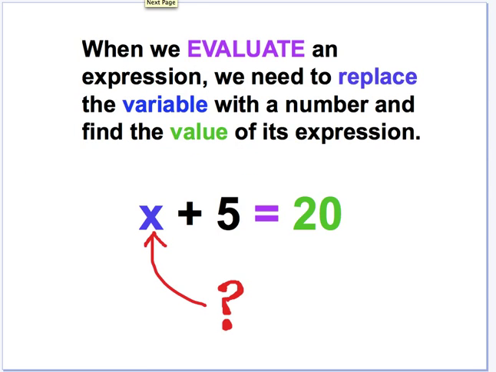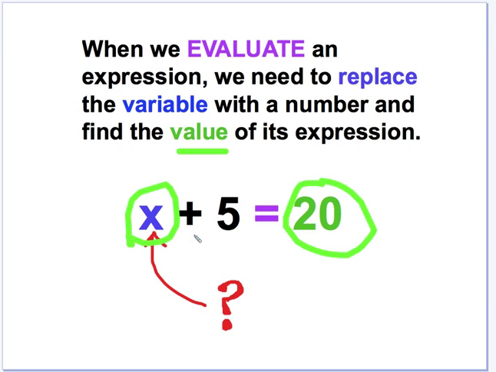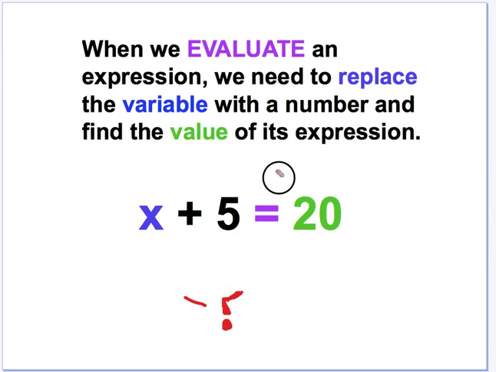When you evaluate an expression, we actually need to find out the answer essentially. So we need to replace the variable with a number and find the value of its expression. In this case, I've used colors to indicate, for example, the green value. It's the value because it's equal to. The word evaluate means equal, and we're going to replace the variable. We've got to find some number to replace in this equation so that it's true. So essentially we're looking at what number added to 5 will make 20, and it's pretty intuitive with these kind of problems.